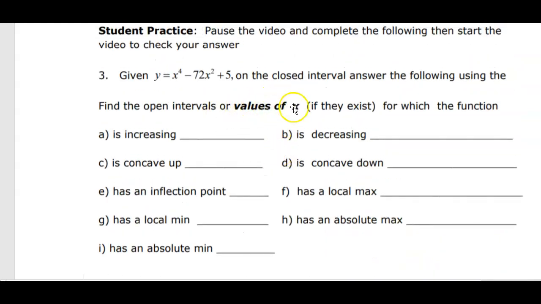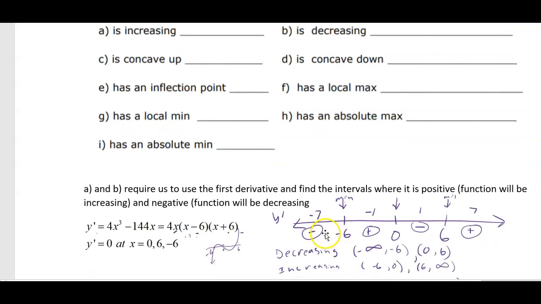It says find the values of x, or find where the function is. So you don't have to find the other half of the point for this question. I'm just doing it to show you that you will use the original function. An absolute max or an absolute min.